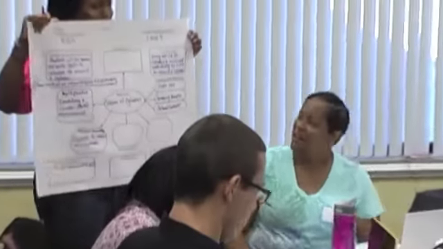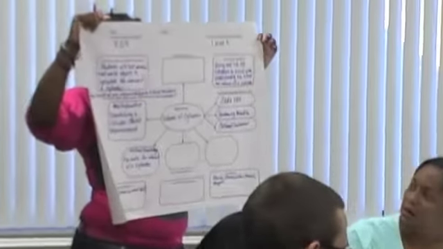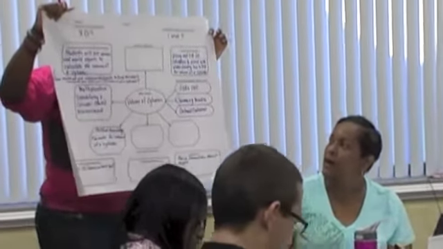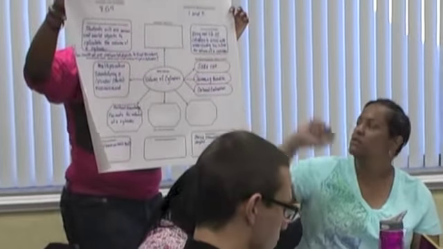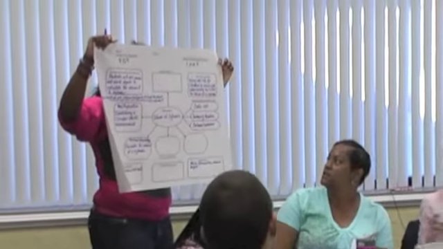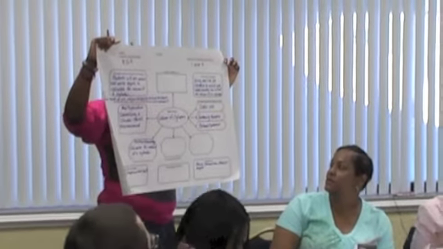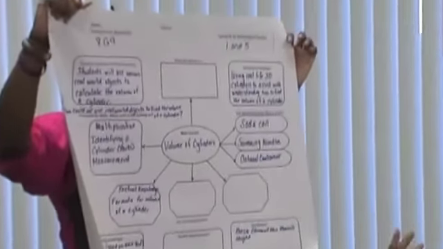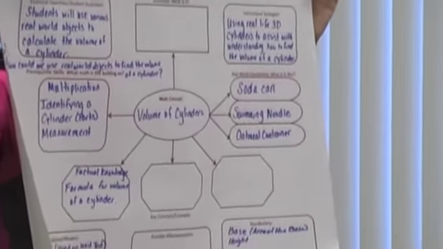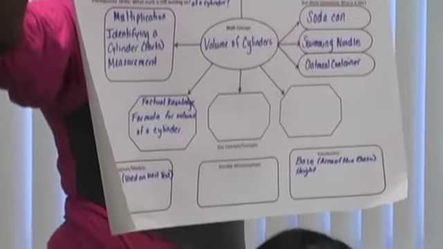All right, so for our essential questions or student outcomes, we said students will use various real-world objects to calculate the volume of a cylinder. How can we use real-world objects to find the volume of a cylinder? We didn't get to finish the definition. Instructional strategies: use real-life 3D cylinders to assist with understanding how to find the volume of a cylinder. We came up with a large list, but we just used a soda can, swimming noodle, oatmeal container, and someone else said a toilet tissue roll, soup can.